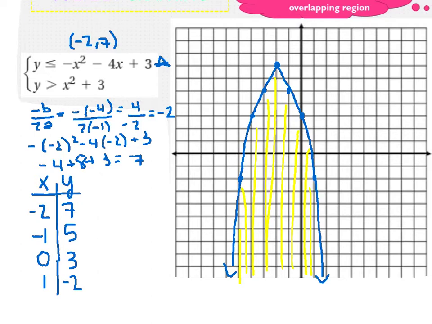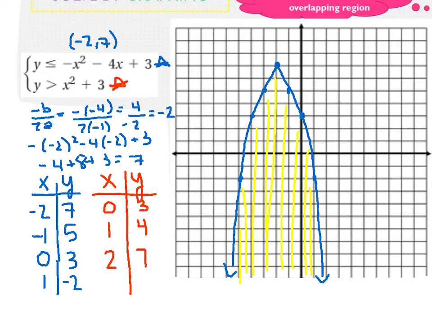So I'm going to repeat the same thing with this second function here. I'm going to find the vertex, plug it in, make a table of values, and then graph. Notice that b is 0. So the x-coordinate of my vertex is going to be 0, and when you plug in 0, you just get 3. So I'm going to pick points close to 0. I'm going to pick 1 and 2. When I plug in 1, I get 4. When I plug in 2, I get 4 plus 3, so it's going to be 7. So I'm going to plot these points and graph my parabola. So 0, 3.